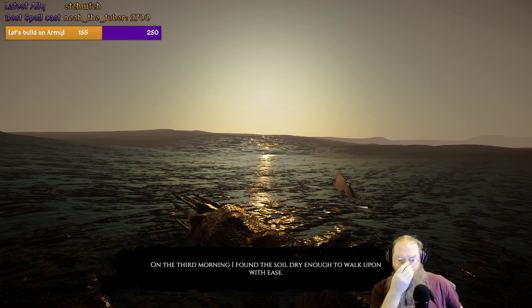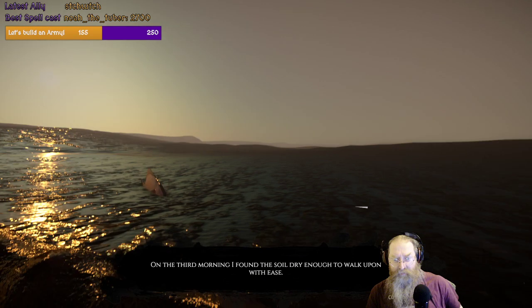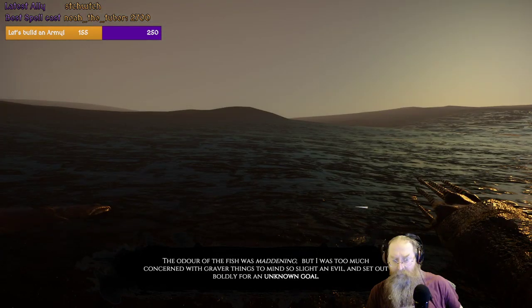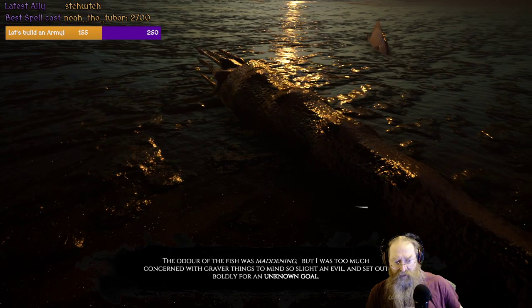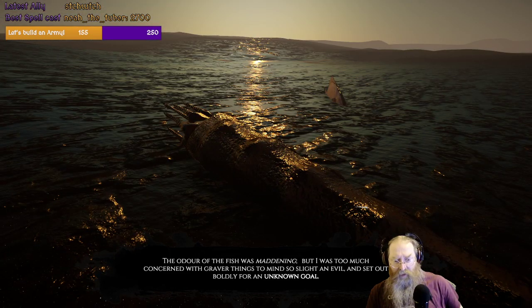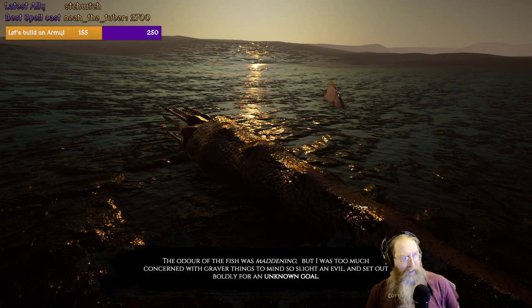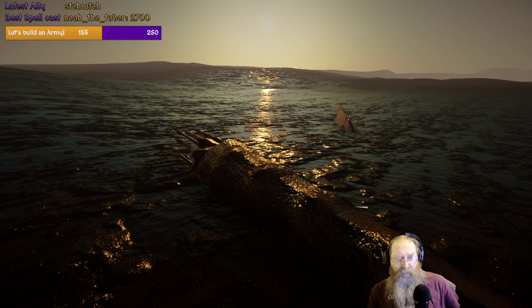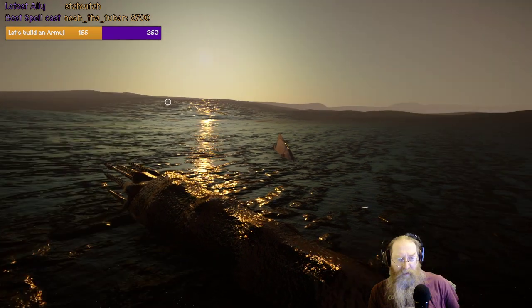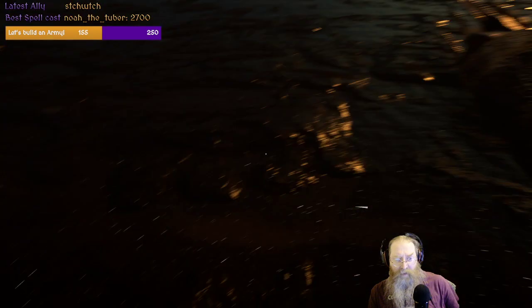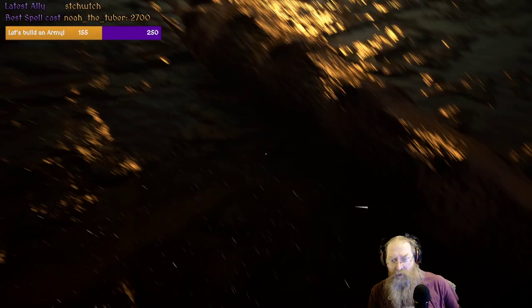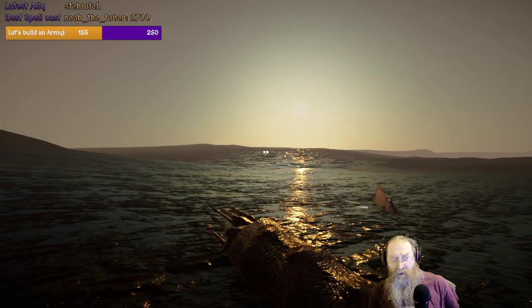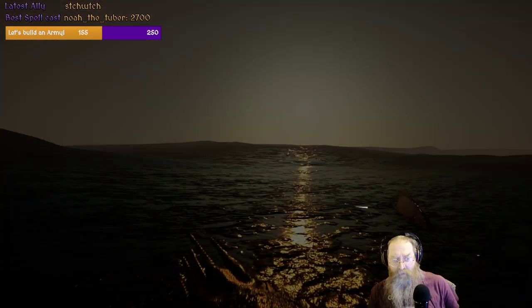On the third morning, I found the soil dry enough to walk upon with ease. Good. The odor of the fish was maddening, but I was too much concerned with graver things to mind so slight an evil, and set out boldly for an unknown goal. Well, there's the horizon. No sign of Jack Sparrow or anything useful like that. So let's just walk.